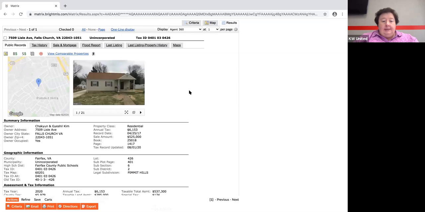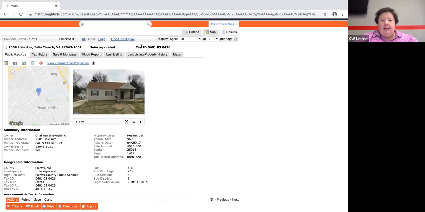As you scroll down, at the very top is the tax ID right here on the right. The 0401 space 03 space 0426. Now, years ago, that's not how it used to read. It would read something like 0401 space dot space dash whatever. It was very confusing. And as you can see down here, the old tax ID, see how different that is? Because they're truncating some of the details. Now they've made it easier.